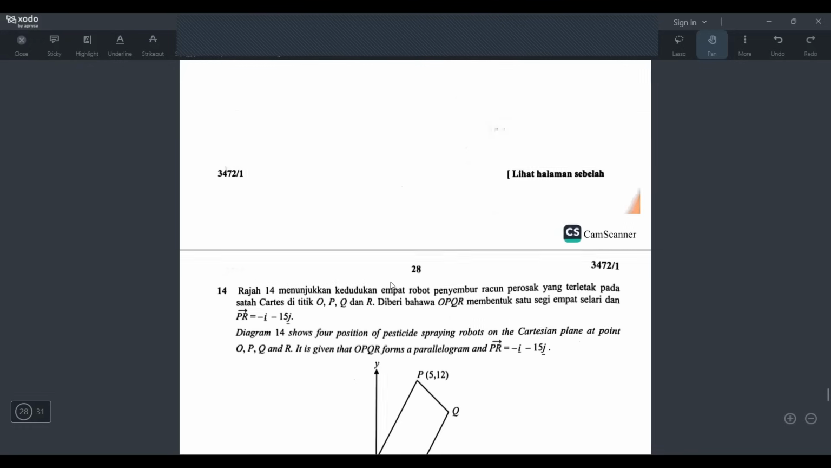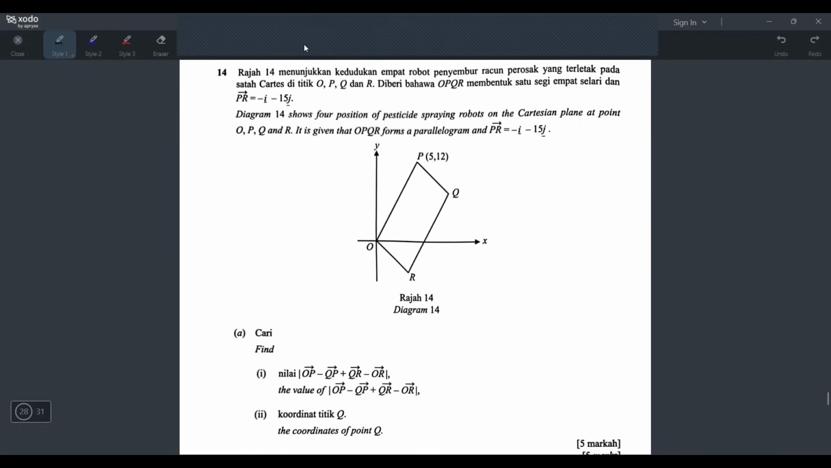Okay. Let's continue. Okay, number 14. Let's read the question. Diagram 14 shows position of pesticide spraying robot on the Cartesian plane at points OPQR. So OPQR, these are all robots. Okay, robots, and the robots will spray the pesticide. It is given that OPQR forms a parallelogram. Parallelogram means the opposite sides will be parallel, and also they will have the same length. Okay, parallel and sama panjang lah.